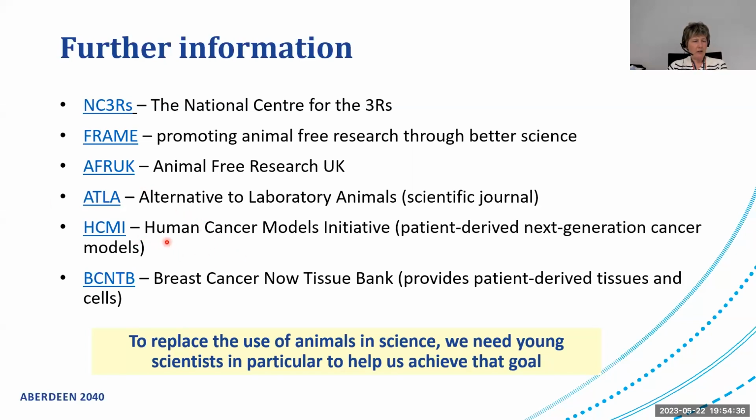In the US, there is the Human Cancer Models Initiative, HCMI, which is looking to develop patient-derived next-generation cancer models. And if you're looking for tissues, then this is one of the biobanks that you might consider using. But of course, to really replace the use of animals in science, we need the next generation. So the next generation of younger scientists that are coming through to consider using these models and to help us achieve this goal.